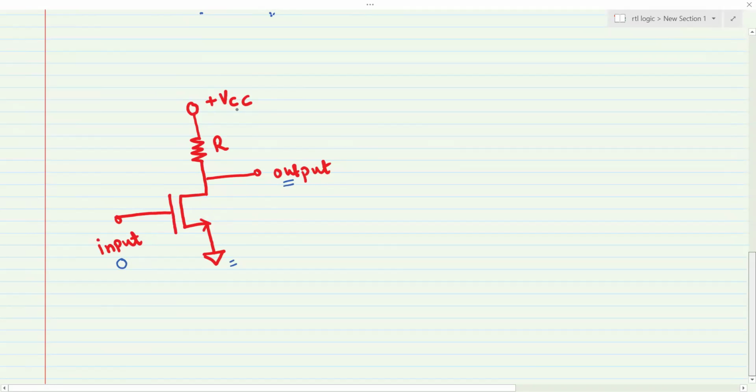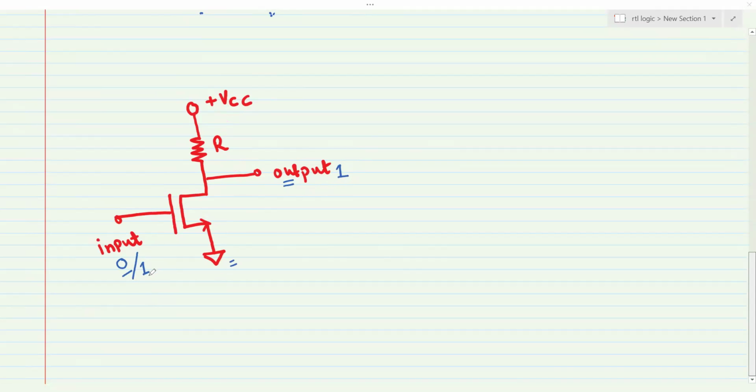Output is therefore pulled up to the highest supply voltage, that is logic 1. So the output is pulled up to the highest supply voltage. Therefore, you can say when input is logic 0, output is logic 1. When you have input applied to logic 1, we want to see what the output will look like. So output will be logic 0.